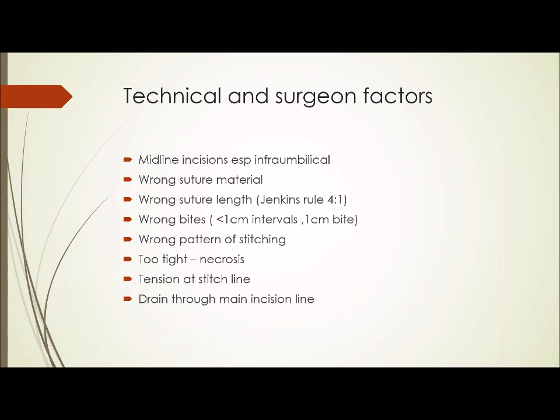Tension at the stitch line. You try to drag everything into place. The tension is there. The stitches become too tight. So everything works against the patient in favor of a later development of incisional hernia. And never drain through the main incision line. Never do it. If at all you want to drain the main wound, always put in the drain through a separate incision. Right? So never do it.